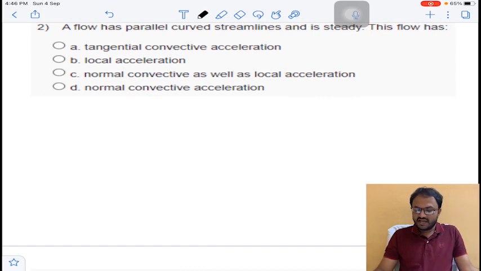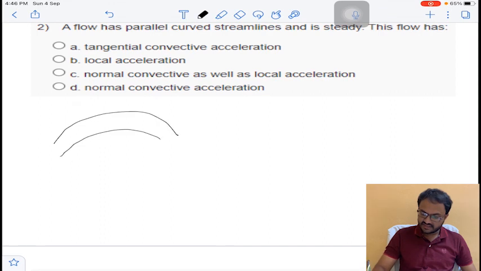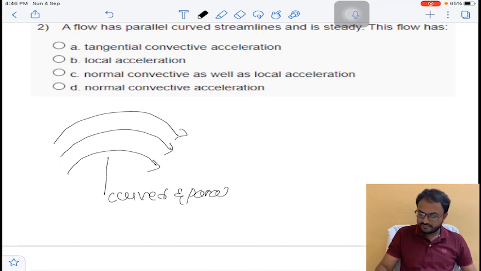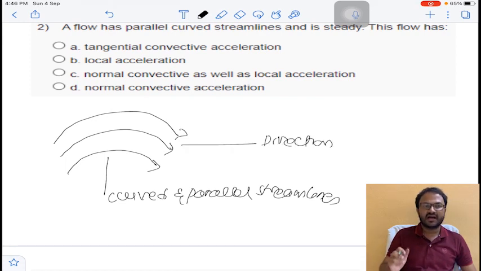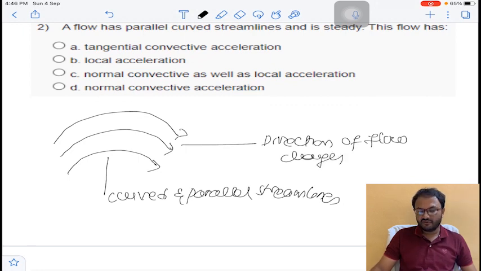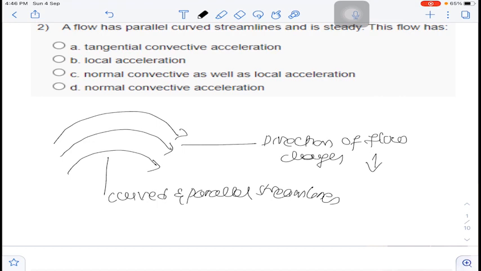Coming to the second question, a flow has parallel curved streamlines. That is, this is the first one, this is the second one, this is the third one. These are curved and parallel streamlines. So here the direction changes as these streamlines are curved. The direction of flow changes. So as the direction of flow changes, the flow will exhibit normal acceleration.